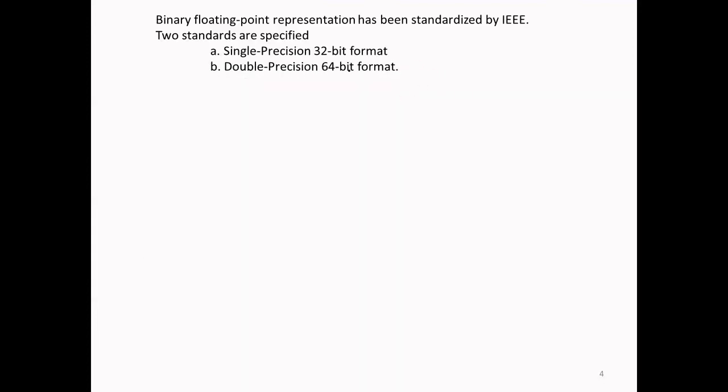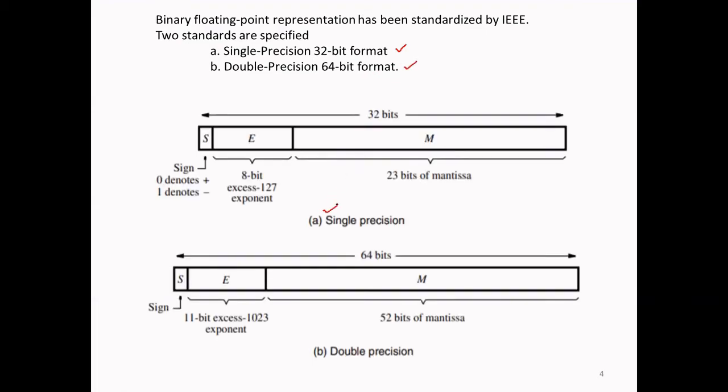Let us see here, the binary floating point representation has been standardized by IEEE. Two standards are used. The first one is single precision 32-bit format and the second is double precision 64-bit format. See here, in single precision, there is a sign bit where 0 denotes a positive number and 1 denotes a negative number, and the exponent is 8-bit, which is excess 127 exponent, and 23 bits of mantissa.